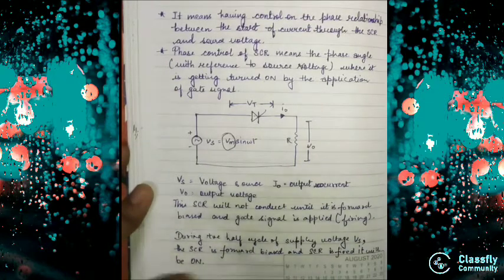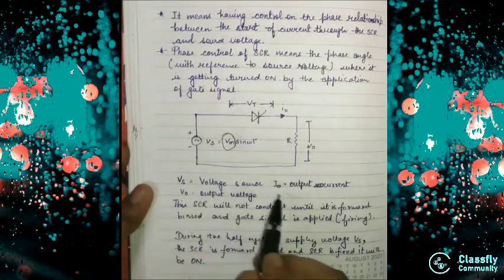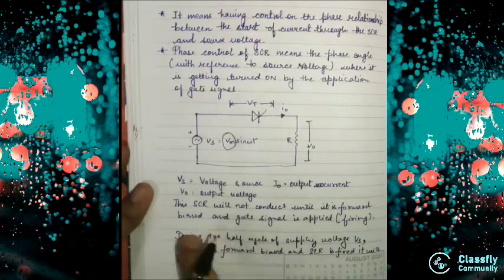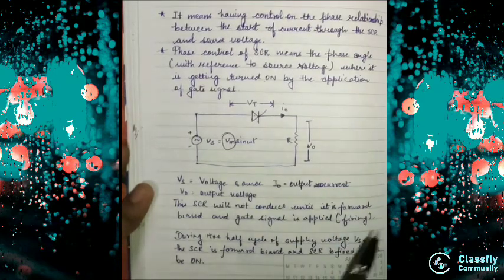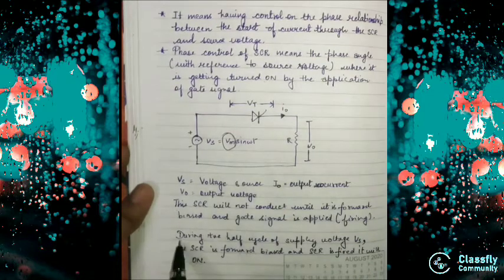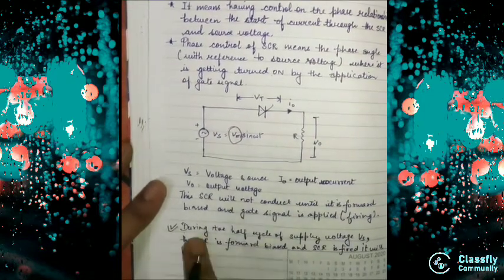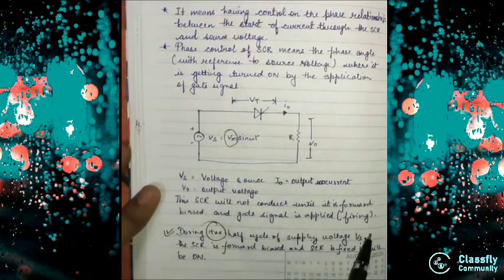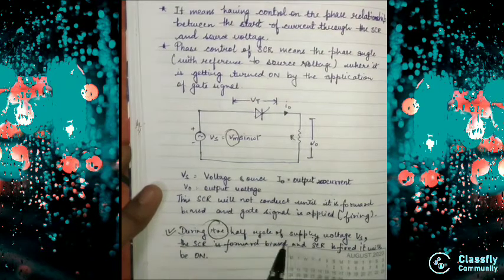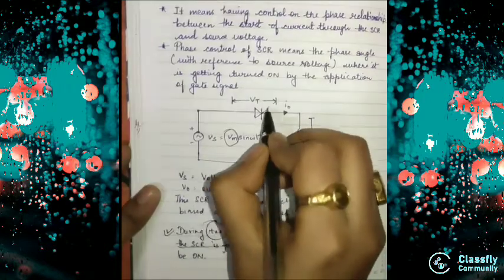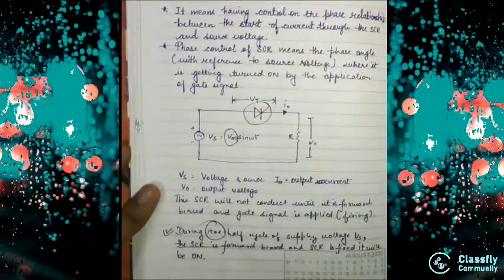At that point of time, this SCR will not work. That means whenever it is forward biased and the gate signal is applied, at that point only this SCR will start working. And so it is stated that during the positive half cycle of the supply voltage Vs, that means your source voltage, the SCR is forward biased and fired, and it will be on. That means this thyristor will get fired and it will be on.